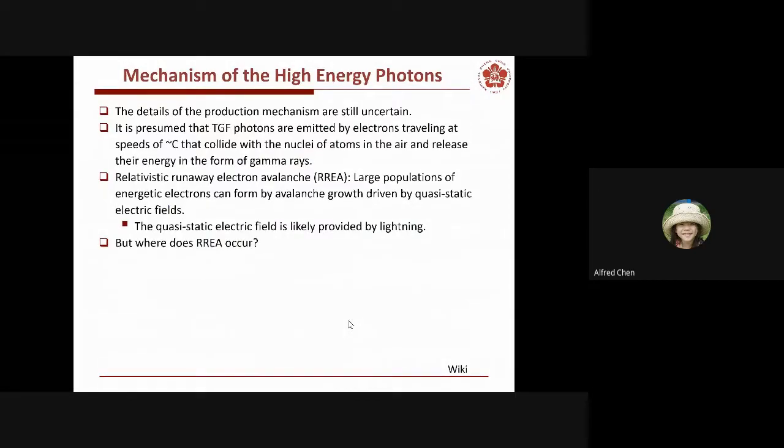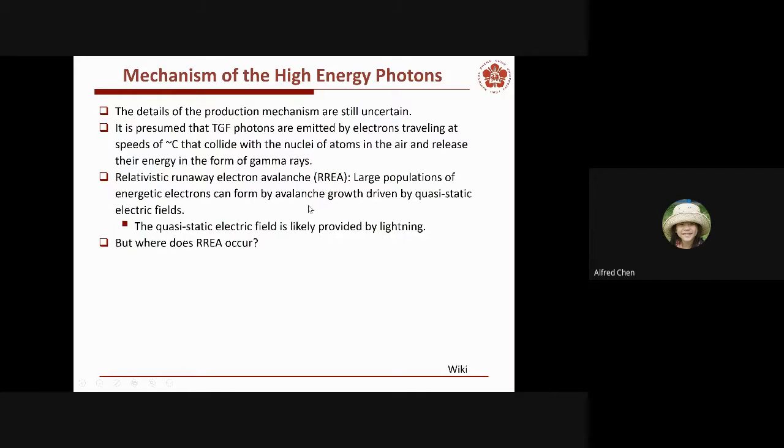So another thing we have to take into account is the mechanism of these high energy photons. The detail of the production mechanism for TGF is still uncertain. These TGF photons are presumed to be emitted by electrons traveling at the speed of light, and the electrons collide with the nuclei of atoms in the air, and then release their energy in the form of gamma ray. So now the favored model is a relativistic runaway electron avalanche. We also name it REA.